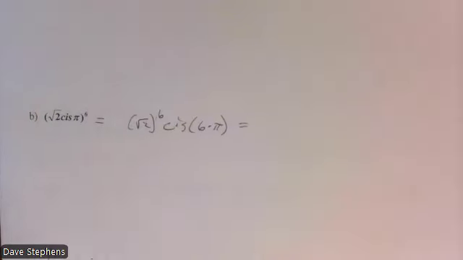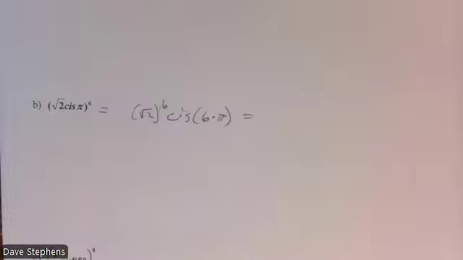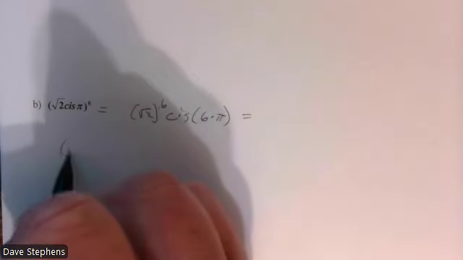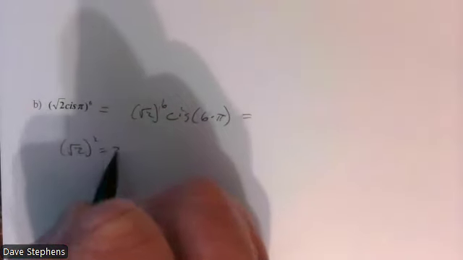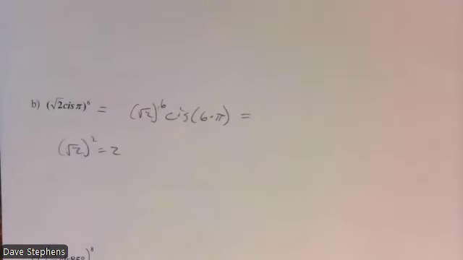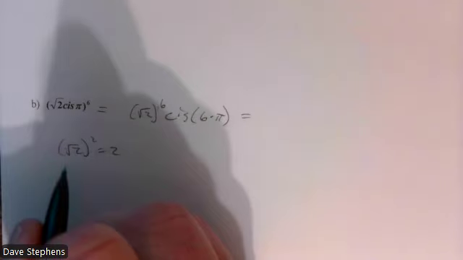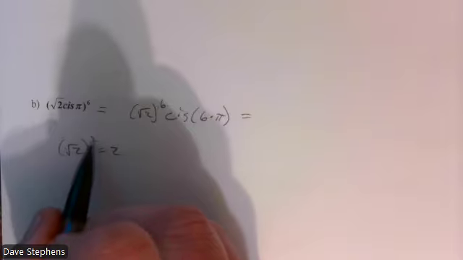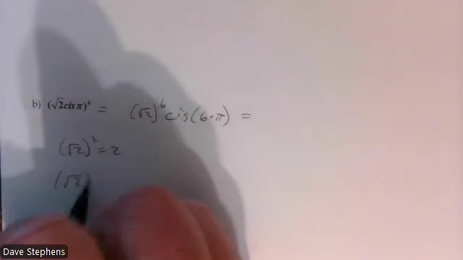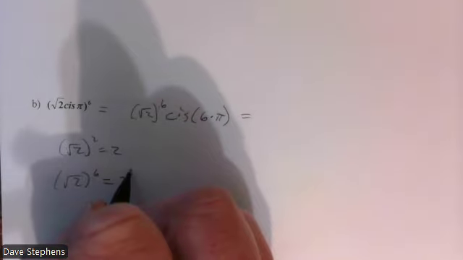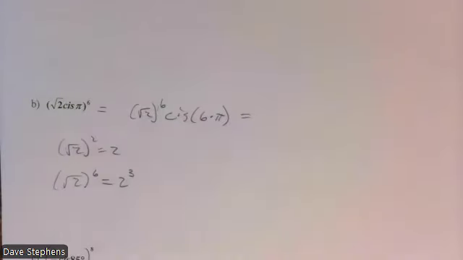All right, so square root of 2 to the 6th power. So the square root of 2 squared is 2. So that would be, I need 1, 2, 3 of those. So the square root of 2 to the 6th power would be 2 to the 3rd.